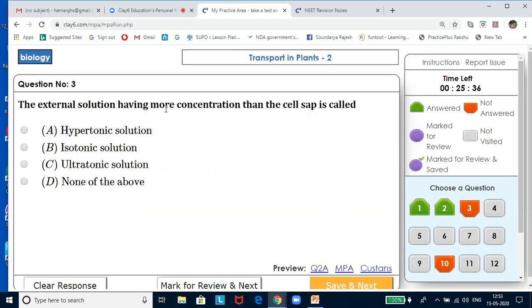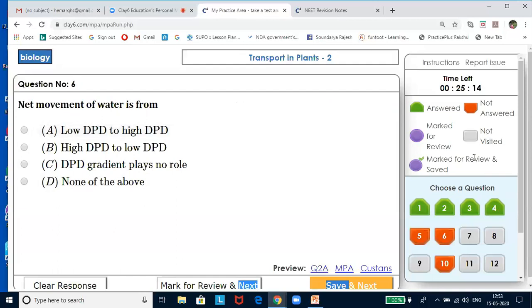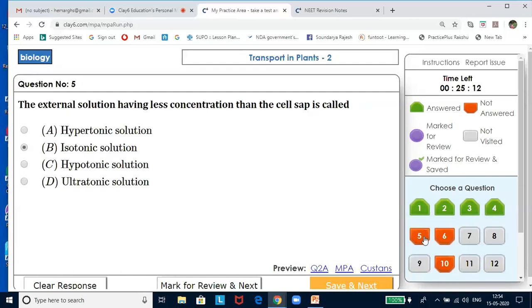The external solution having more concentration than the cell sap is called the hypertonic solution. The external solution having same concentration as that of cell sap is called isotonic solution. Sorry. The external solution having less concentration than the cell sap is called hypotonic solution.